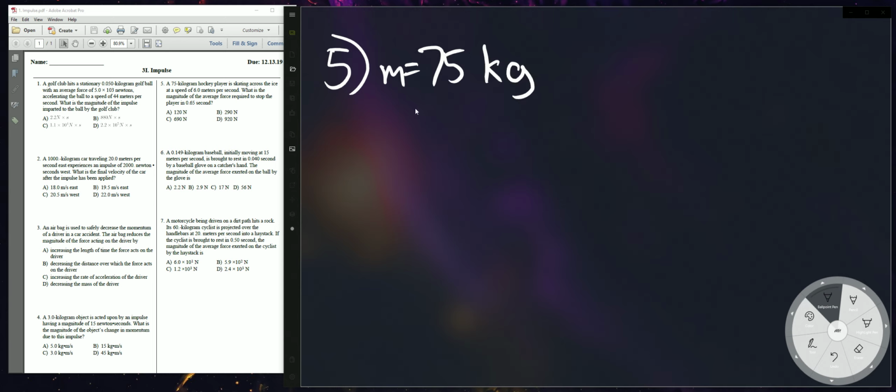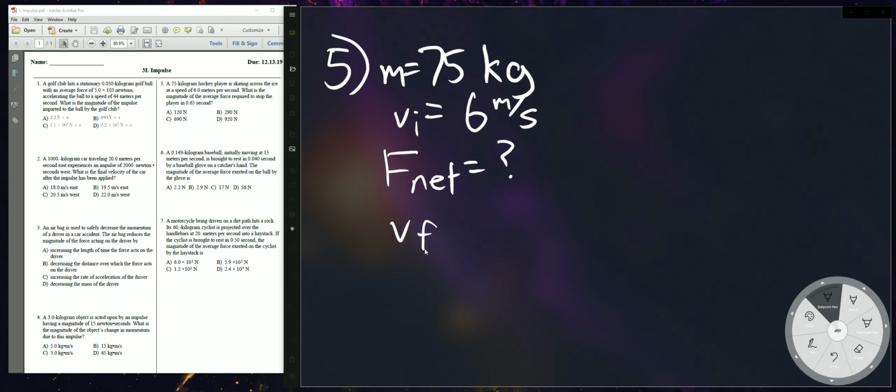A 75 kilogram hockey player, speed 6 meters per second. What's the magnitude of the average required force? F net is what? V final is 0. Time is 0.65 seconds.